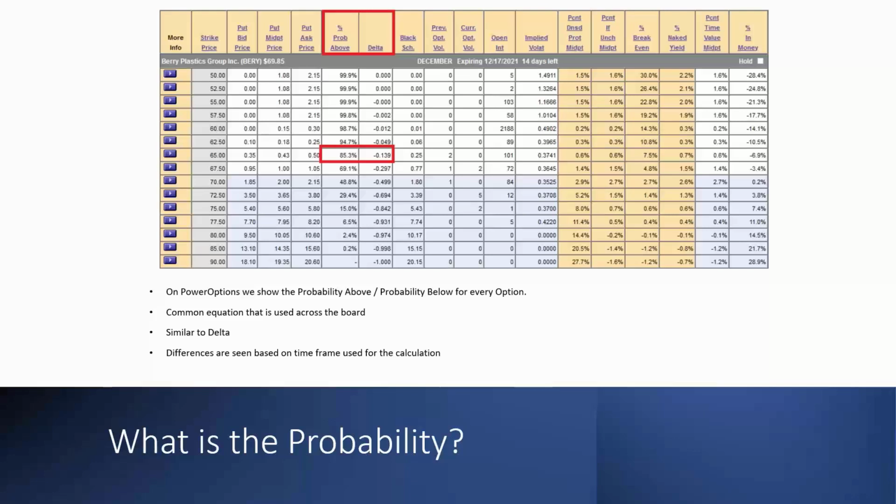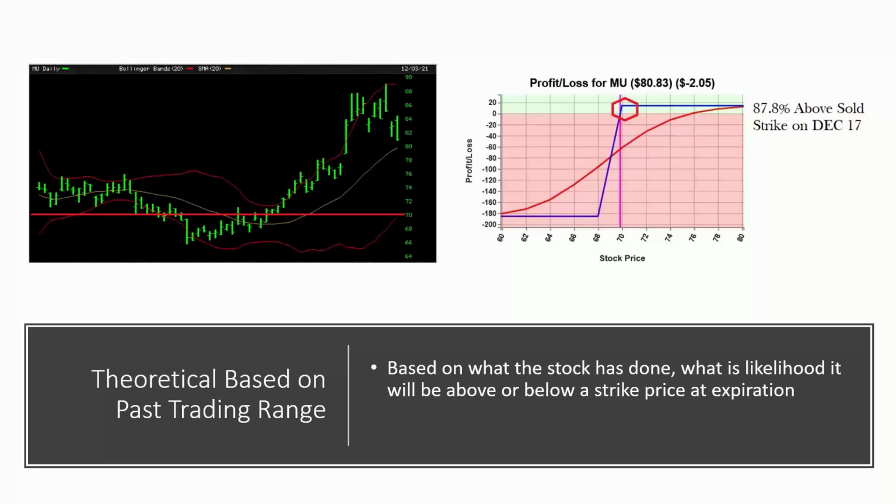The difference is based on the time frames that are used for the factors in the calculation. Past trading range, for example. What are we talking about there? What has the stock done in a past time frame? The probability equation is the same. I can almost guarantee the actual equation that's being used across all services is the same. And it's based on the past trading range of the stock. Based on what the stock has done, what is the likelihood that it will be above or below a certain strike price at expiration.